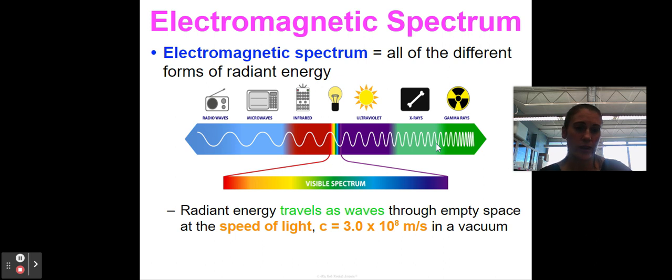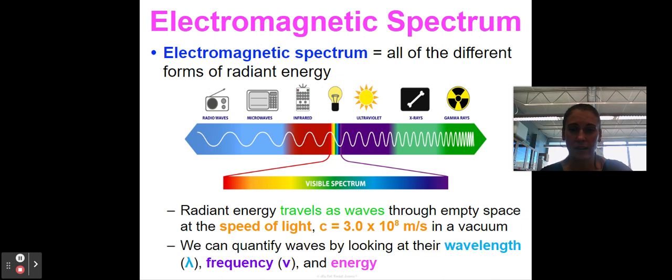Radiant energy travels as waves through empty space at the speed of light. This is a constant, 3 times 10 to the 8th meters per second, for any kind of light energy. We can also quantify waves by looking at their wavelength, which is represented by lambda, which kind of looks like an upside down y. Frequency is represented by nu, just a Greek letter that kind of looks like a v. And then energy, usually they use capital E for that.